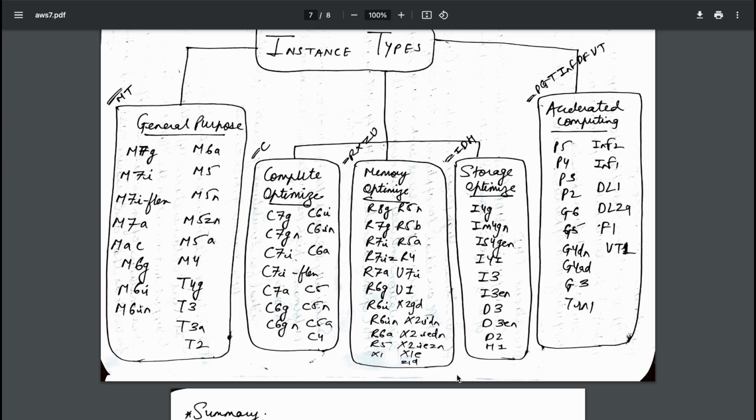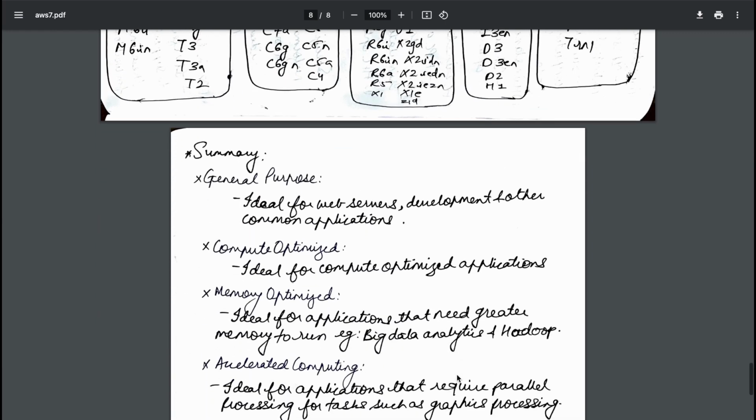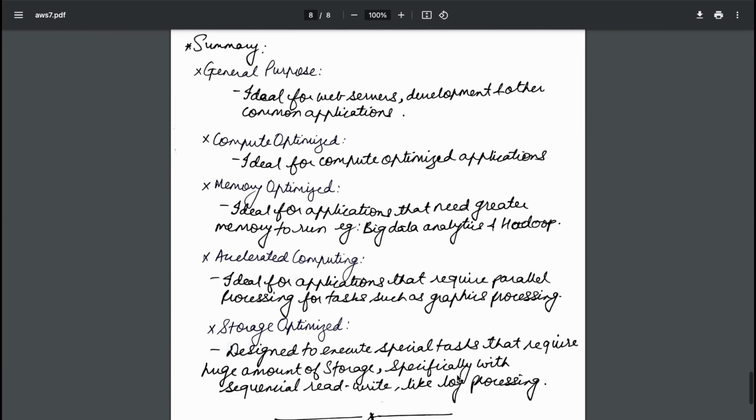Now, the last and the best part of this specific video is we have a summary where we have everything jotted down in one place. So what is a general purpose instance? It is ideal for web servers, development, and other common applications. Compute optimized is ideal for computing applications which require high computing and acceleration. Second is memory optimized. It is ideal for applications that need great memory to run, for example, big data analysis and Hadoop.